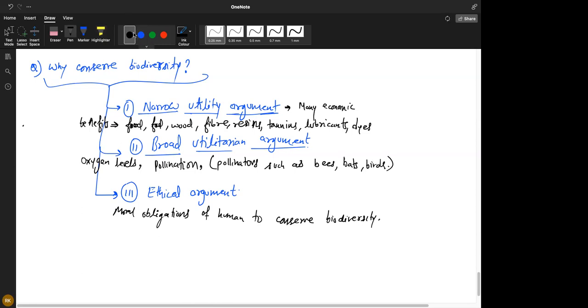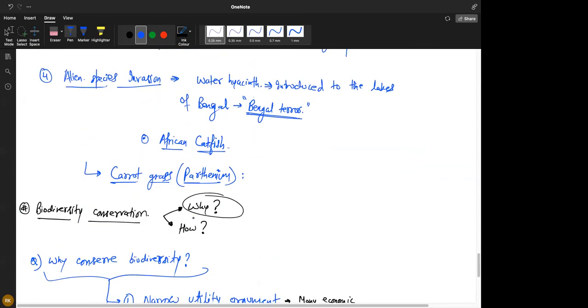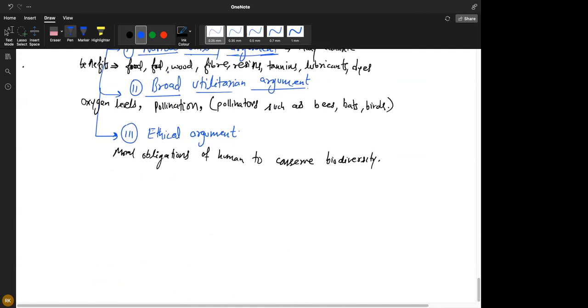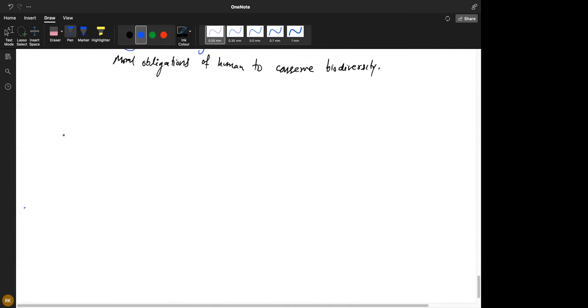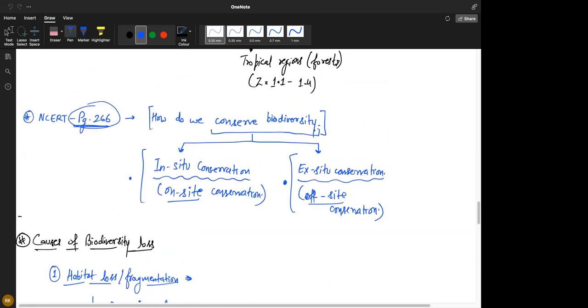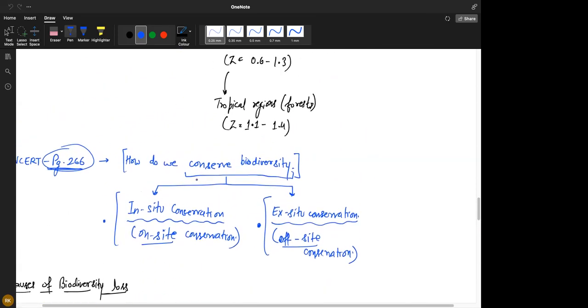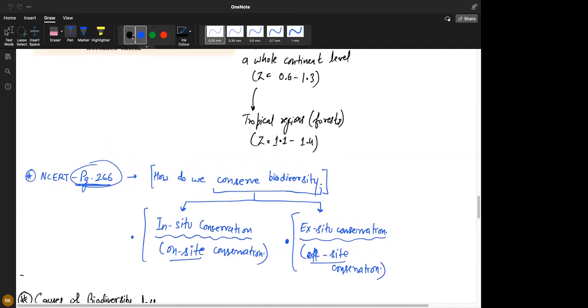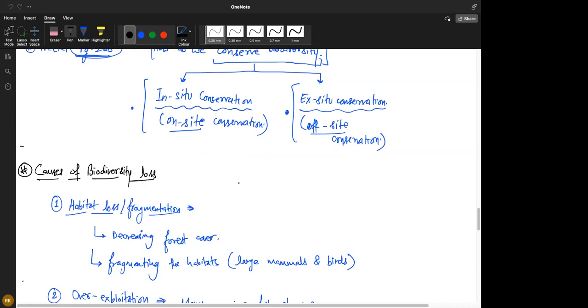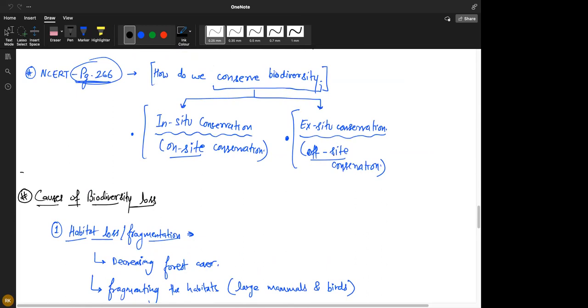Yes, sir. So now if you're convinced that the why makes sense, let's talk about how, which is the last part of this chapter. So how are we going to conserve biodiversity? To conserve biodiversity, there are many kinds of efforts that people put in, and all these efforts can be divided into two parts. One is in situ conservation, which is also known as on-site conservation, and ex situ conservation, which is off-site conservation. Now, what does in situ mean and what does ex situ mean?